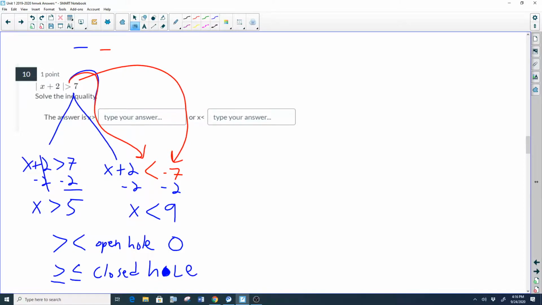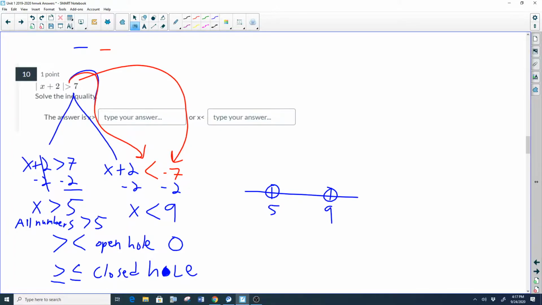Okay, so we're going to check and make sure this works using our number line anyways. So we're going to go ahead and do 5 and 9. And so we're going to do an open hole at 5, open hole at 9. And so we want all numbers x. Remember, that's what that stands for. All numbers x. So all numbers greater than 5.